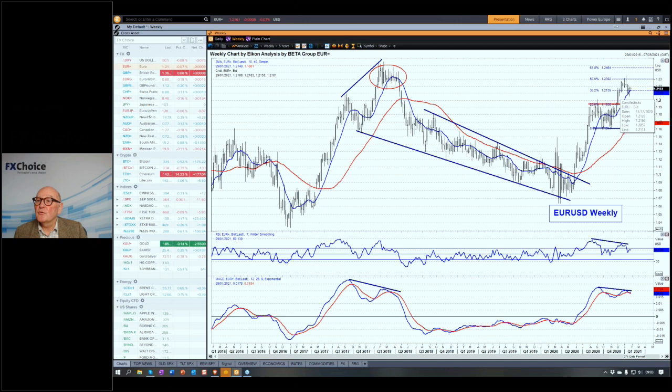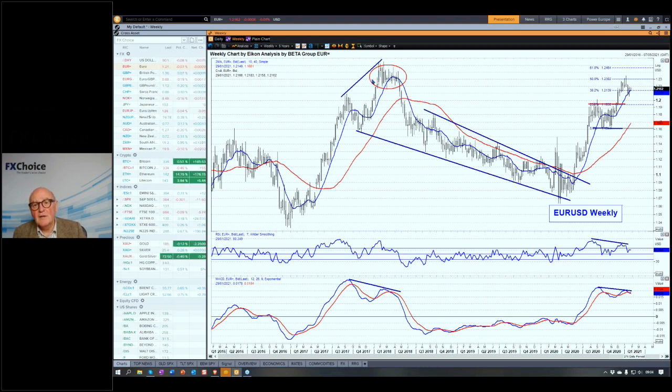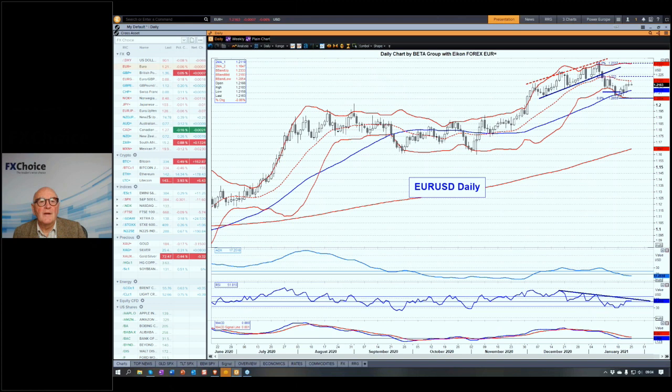We pushed through 38.2, went to 50% almost precisely there, 123, and that was at this 2018 high, which I've circled here, which is what is dominating the trade now as we struggle to break with that. The thing to remember is that it is bullish. The euro is bullish. We had a pullback in it, and let's look at this in more detail now.